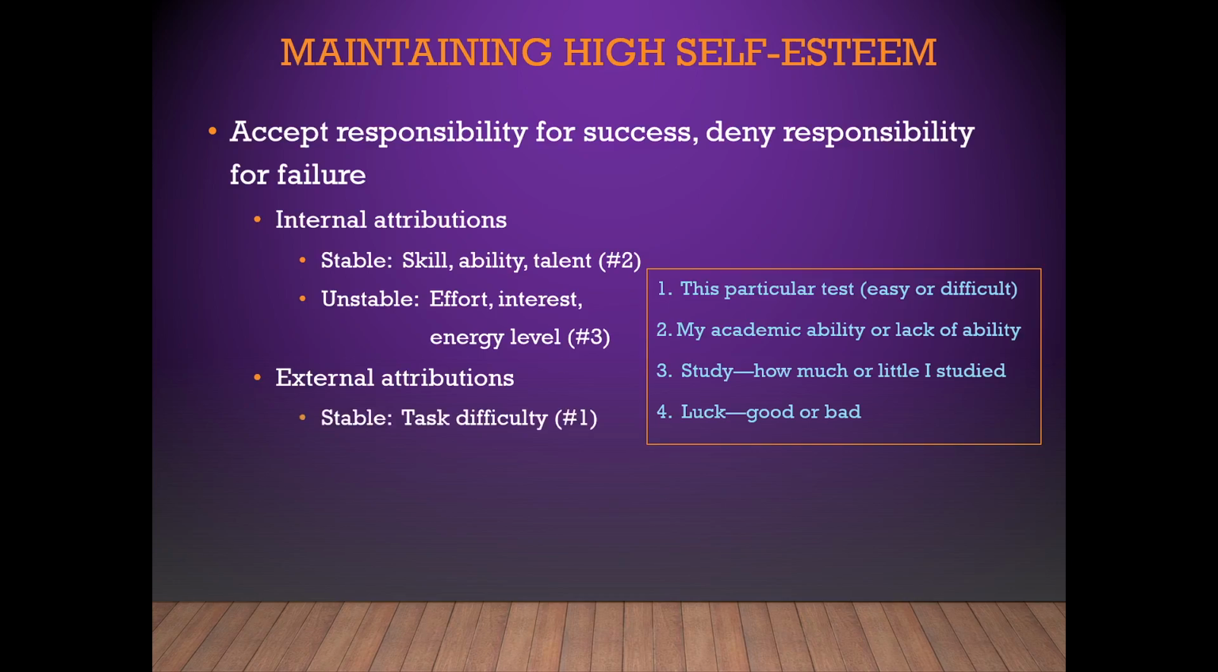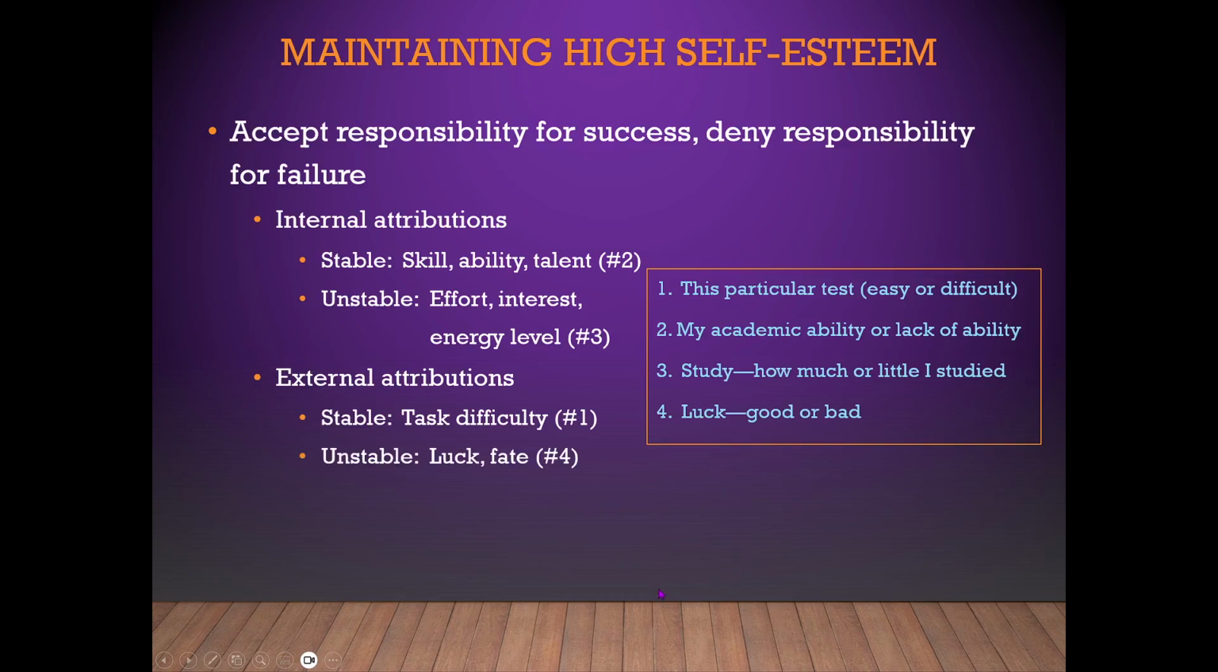External attributions: a stable attribution is measured by number one, whether the test was easy or difficult. You could have gotten a high score and said it was largely due to the test being easy. You could have gotten a low score and said it was largely due to the test being difficult. It would be the same number, right? But what we find is that the people who do poorly tend to attribute it to this stable external factor of how the test was constructed, and people who do well tend to give a more moderate rating on that. They're like, no, it's not about the test. It was about my internal skill and talent, right?